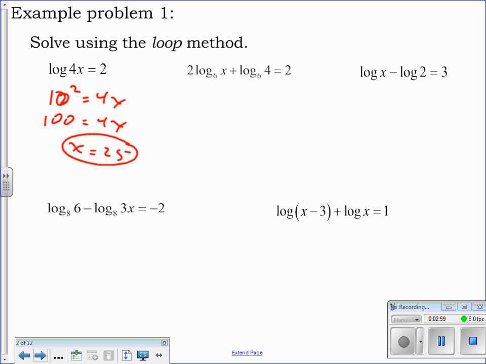Piece of cake. Yes, ma'am. Because that's what the definition of the common logarithm is. A log with no base, with no number shown on the base, it's log base 10, the common logarithm.